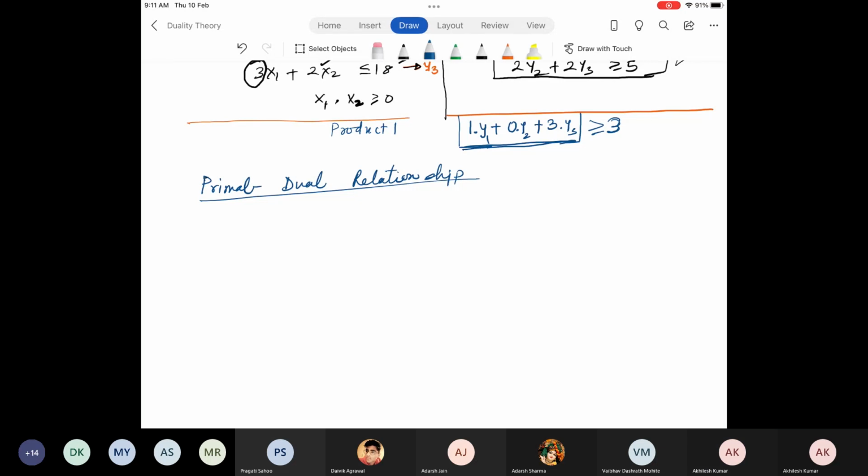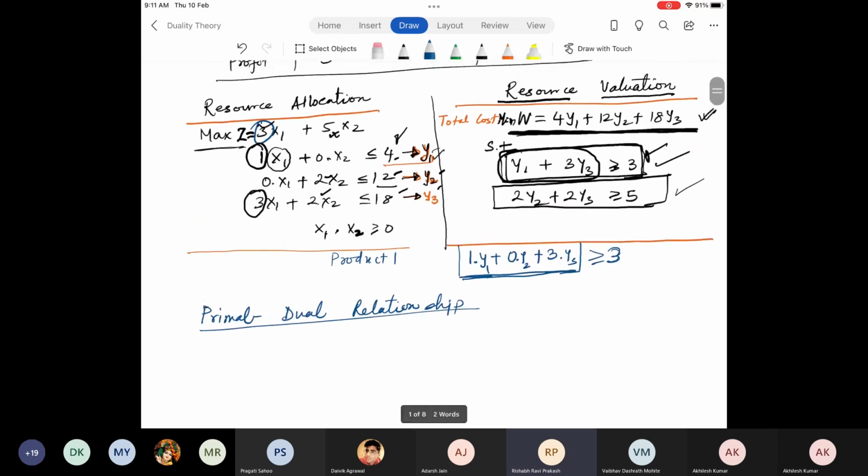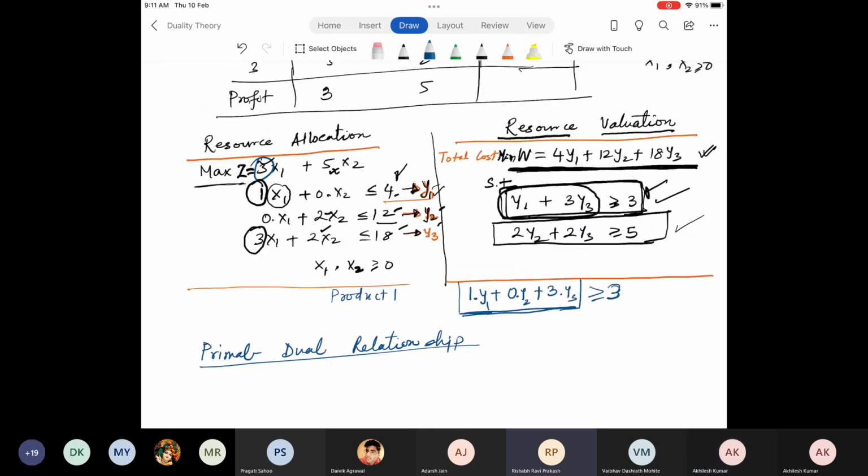Sir, here, for plant one, we have 4 hours of resource, and Y1 is the number of hours we are buying from the company, right? Y1 is the price. Hours are 4 hours. So for each 1 hour, if I'm a bigger company, how much price should I offer to buy hours from your company, and how much should I pay you so that you are happily ready to give me those resources or hours? Does that make sense?